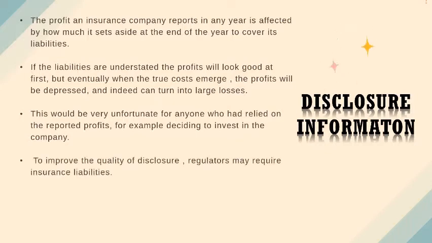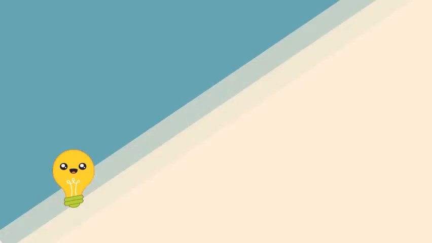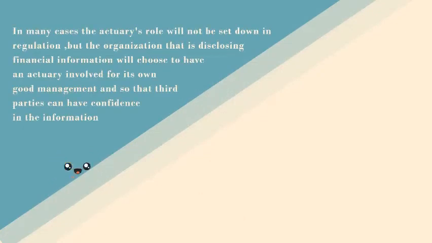To improve the quality of disclosure, regulators may require insurance liabilities to be certified by an actuary. This will particularly apply for life insurance business, and for types of non-life insurance business where there is a lot of uncertainty about the amount and timing of the outstanding claim payments. In many cases the actuary's role will not be set down in regulation, but the organization that is disclosing financial information will choose to have an actuary involved for its own good management and so that third parties can have confidence in the information.